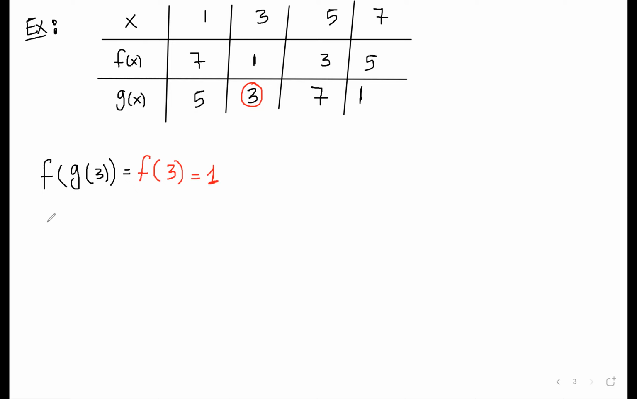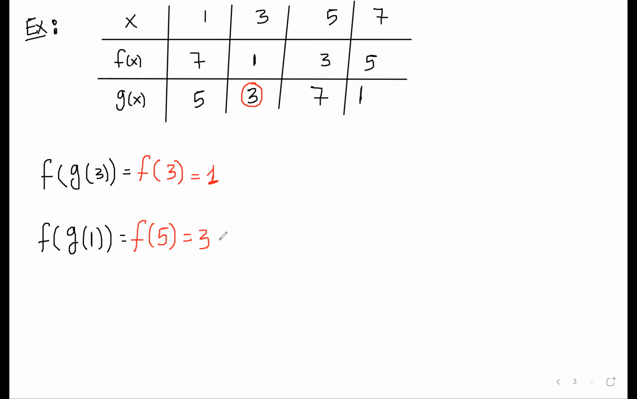Let me give you another one, f of g of 1. Again, you go to the 1, you find the g value for the 1. The g value for the 1 is 5. So f of 5. Now you go to the 5, you find the f function for the 5. It shows here 3. Makes sense? What's the idea?